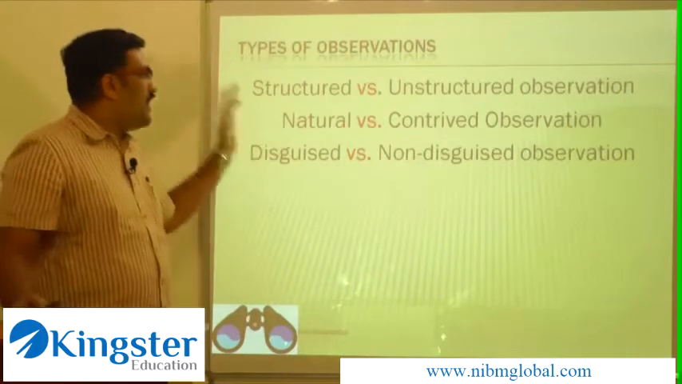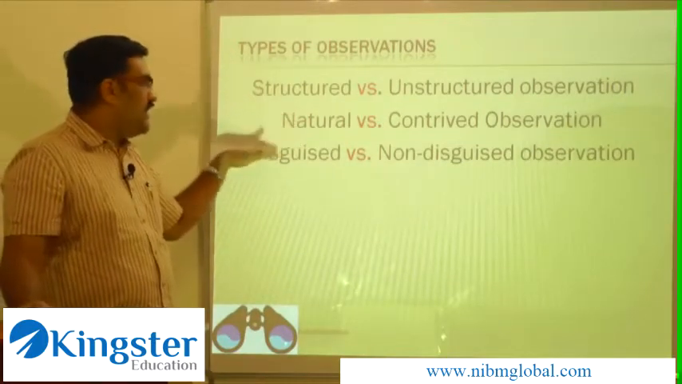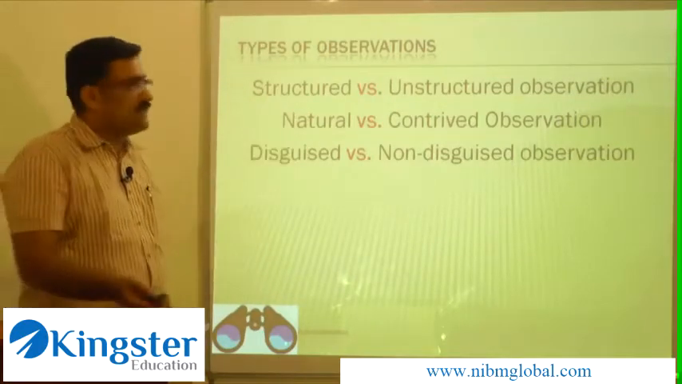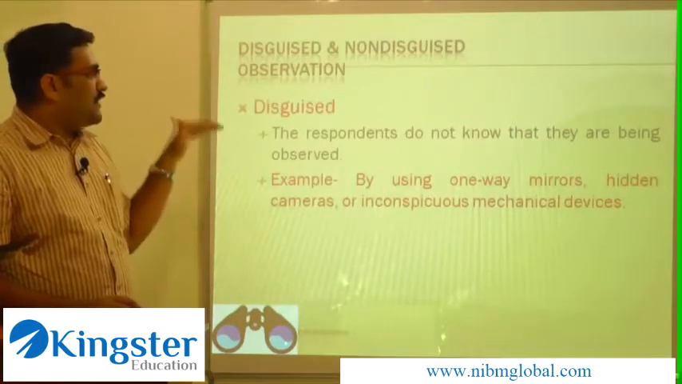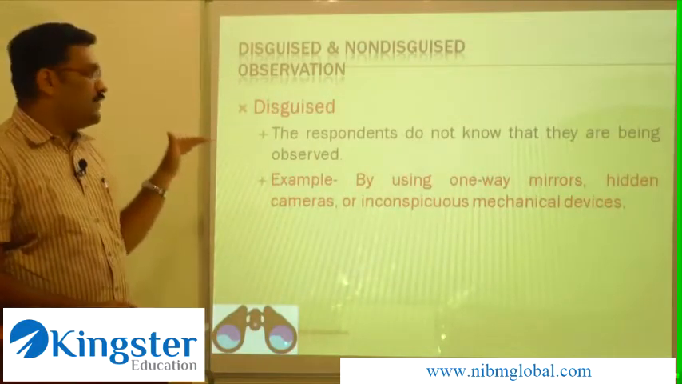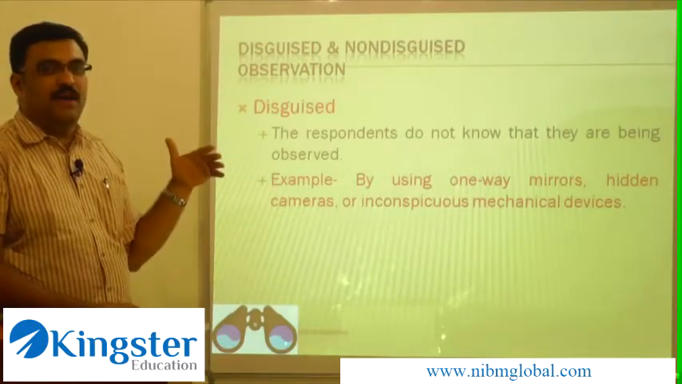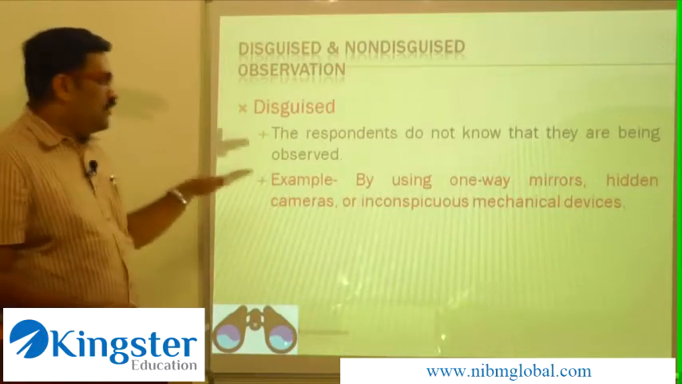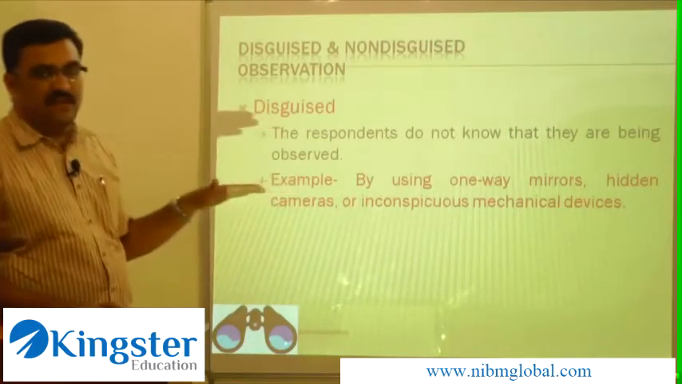Types of observation: we have three types of observation: structured versus unstructured observation, natural versus contrived observation, and disguised versus non-disguised observation. In disguised observation, the respondents do not know that they are being observed, because without the respondent's knowledge we may be observing him and collecting the information we want, by using one-way mirrors, hidden cameras, and inconspicuous mechanical devices like that.